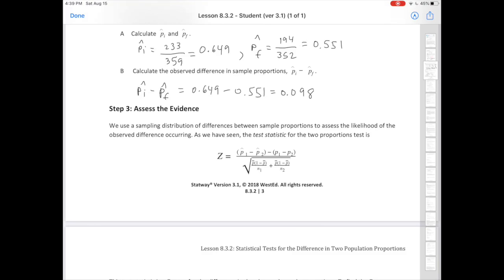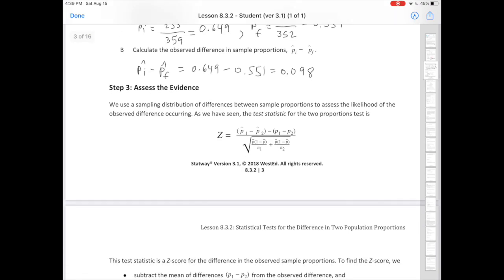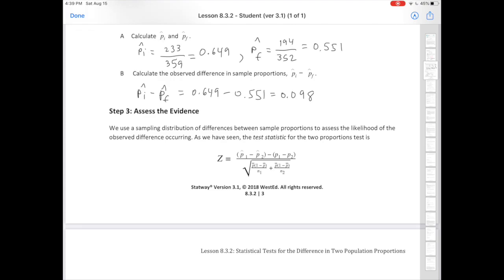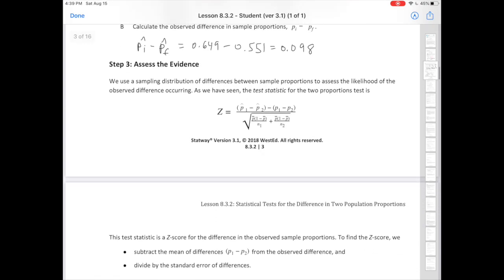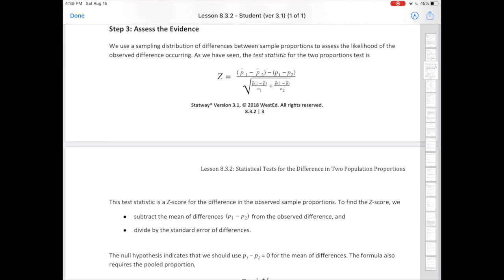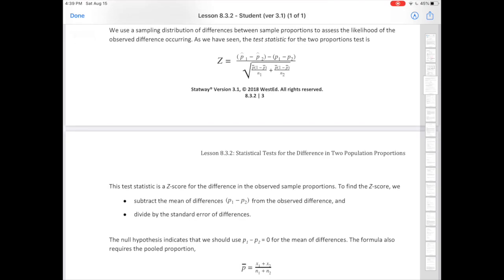As we have seen, the test statistic for the two proportions test is, remember, this is the formula for the z-score. We're going to do the sample difference minus the actual population difference divided by that square root pooled formula. The test statistic is a z-score for the difference in the observed sample proportions. To find the z-score, we first subtract the mean of differences P1 minus P2 from the observed difference and divide by the standard error of differences.